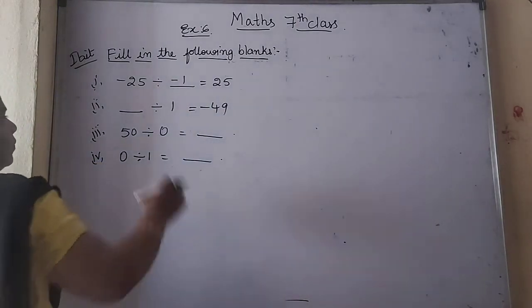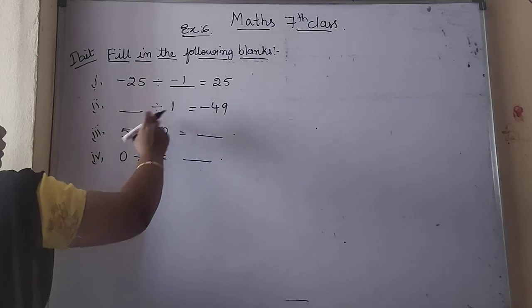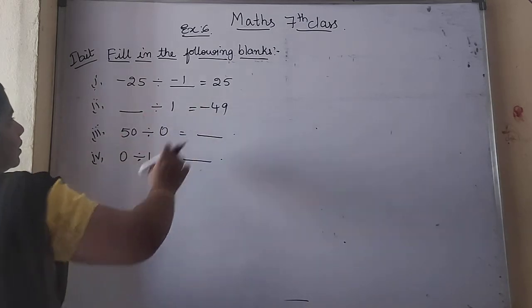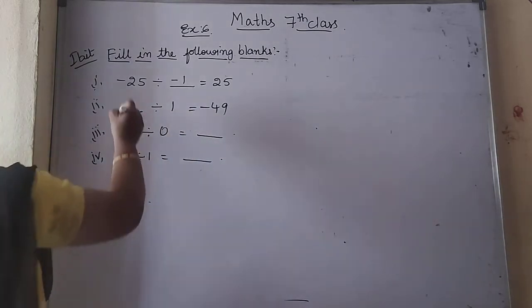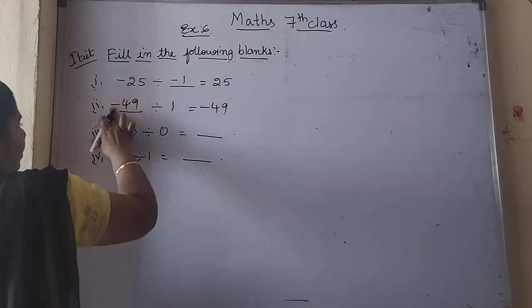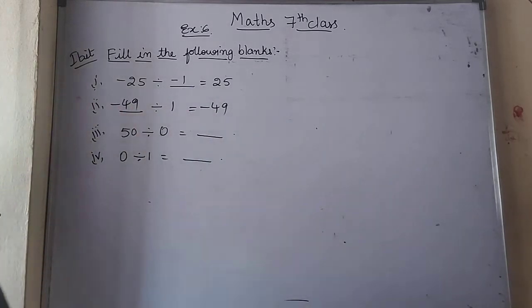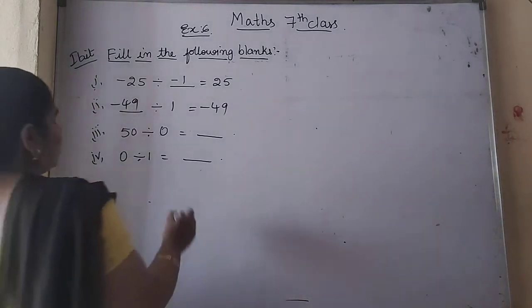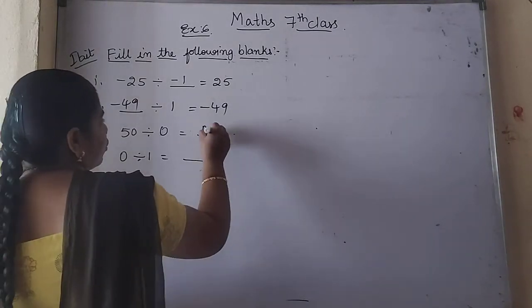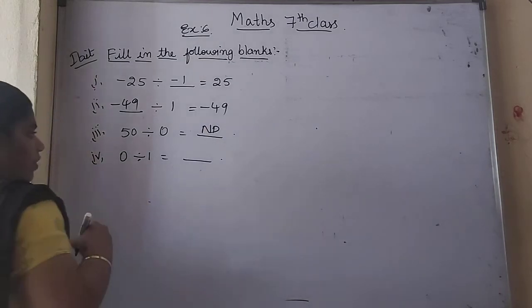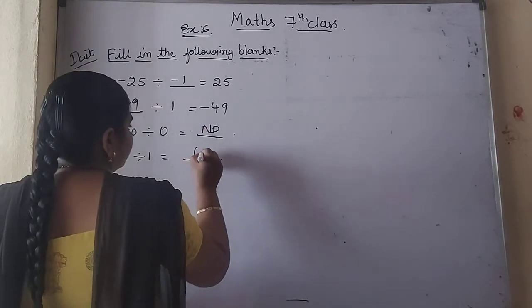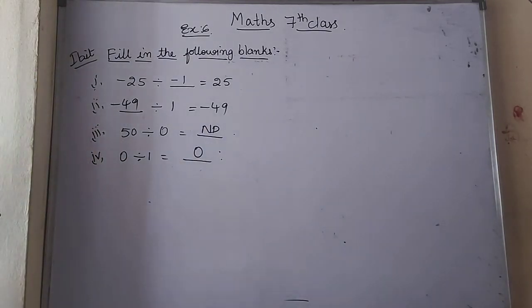Okay, now here for what number you have to divide 1 to get the result as -49. So it will be -49 here. Minus into plus will be -49 divided by 1 will be 49. Okay, so 50 divided by 0 will be not defined, and 0 divided by 1 will be equals to 0. So this is our sixth bit.